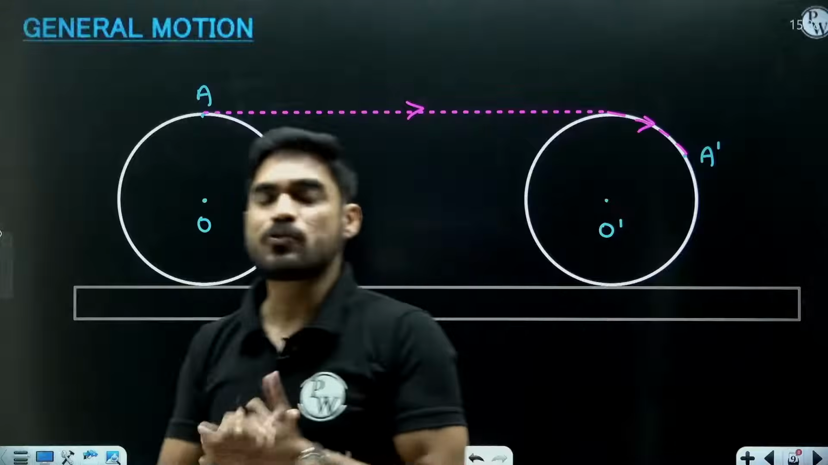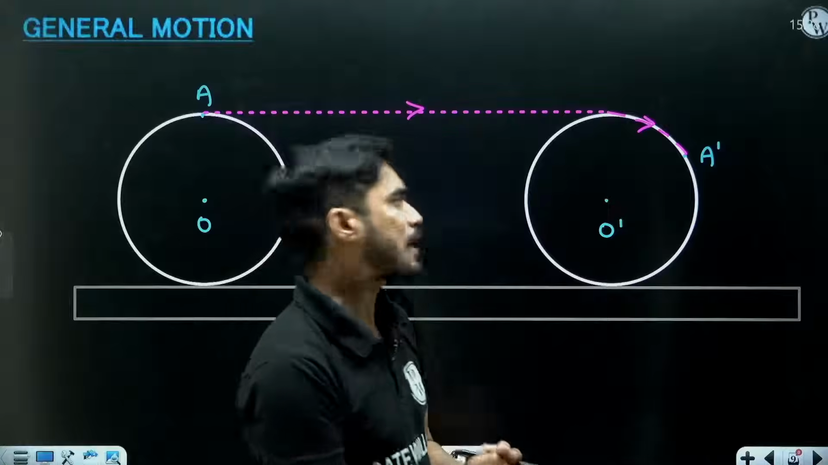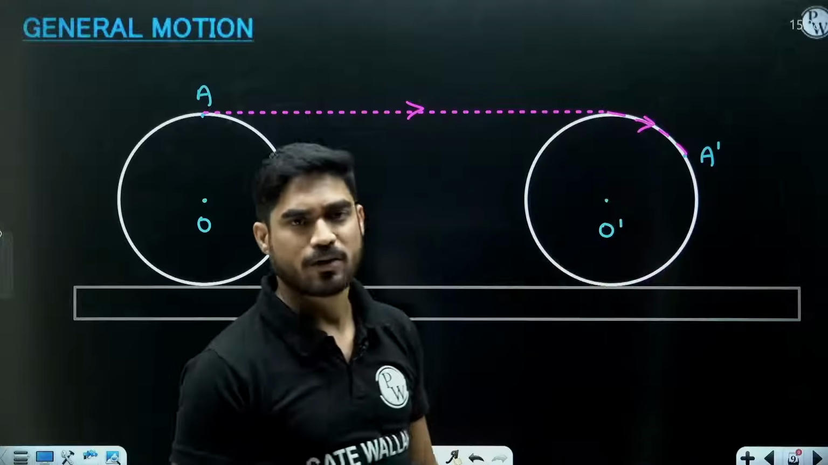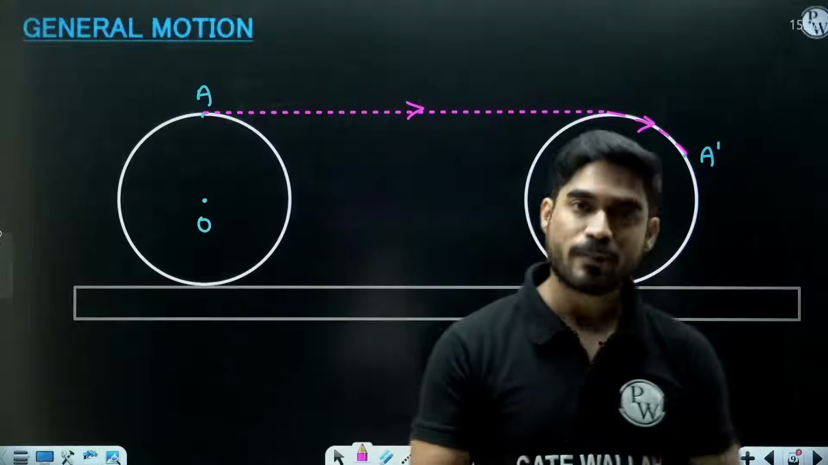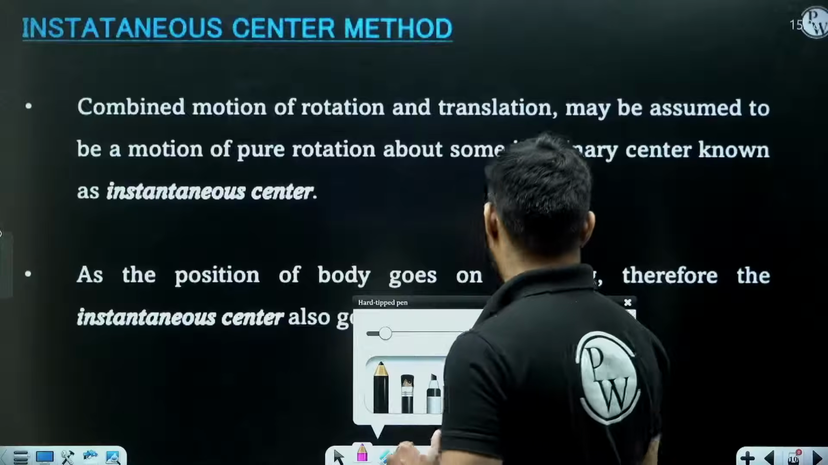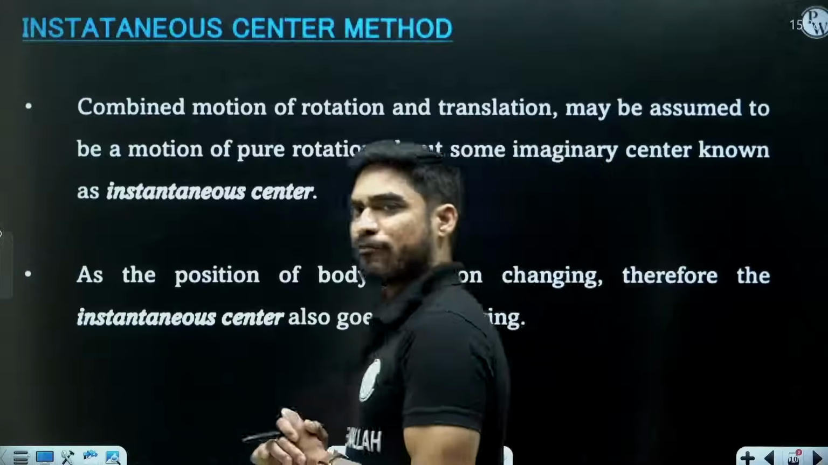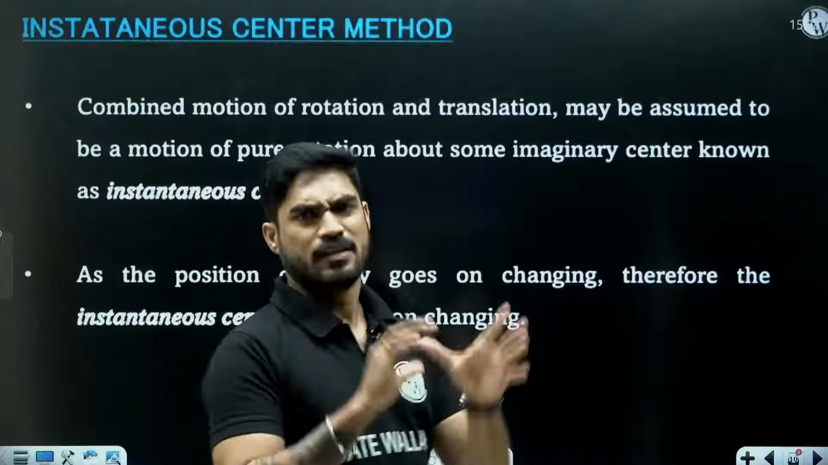Now in order to solve problems of general motion, let's say I want to calculate the velocity of a particular point, we have a very interesting method, and this method is known as the instantaneous center method. Now first let's understand what we mean by instantaneous center.